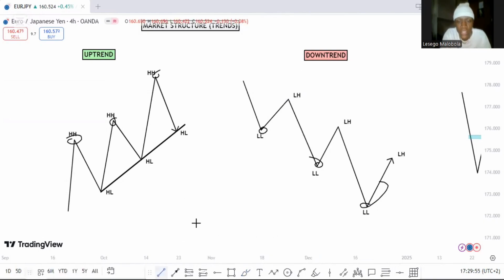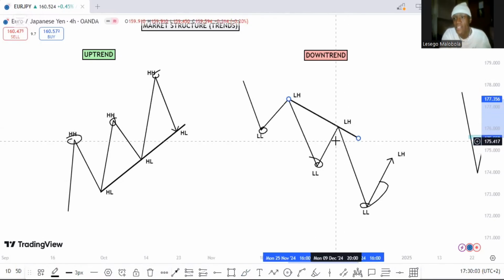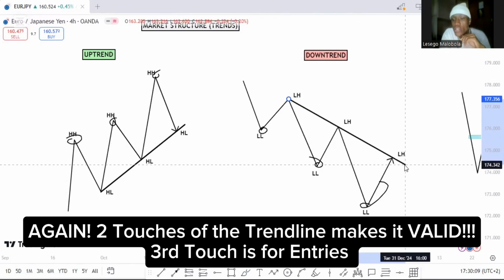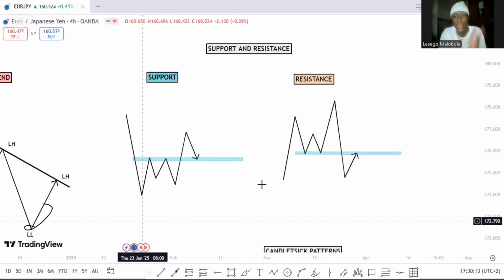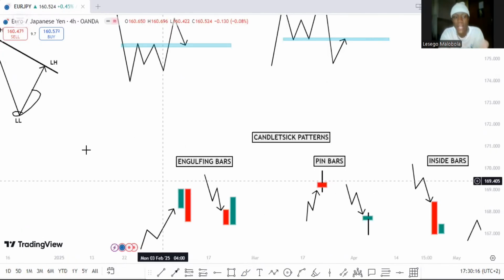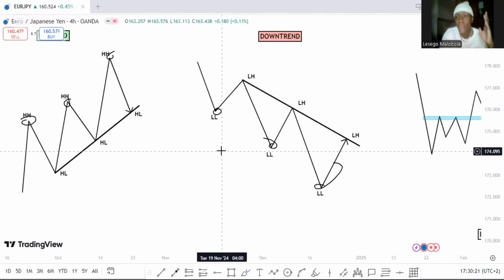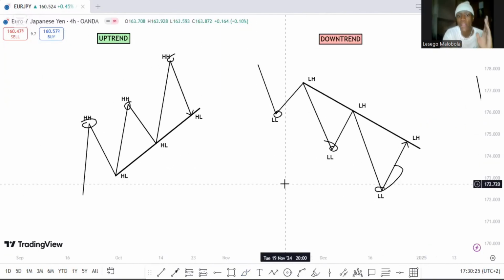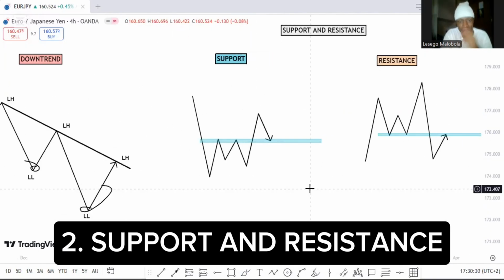We use our trend line to look forward for our entry opportunities. So you look for your first touch and your second touch. Two touches confirm that your trend line is valid. And on your third touch, that's where you apply other parts of the strategy, which will be your support and your candlestick pattern. So this is how I go about identifying my market structure, and I am going to show you live examples of how I do this.